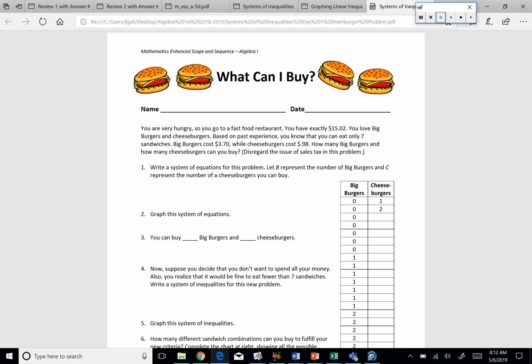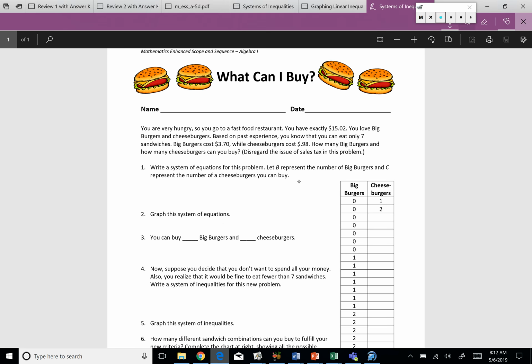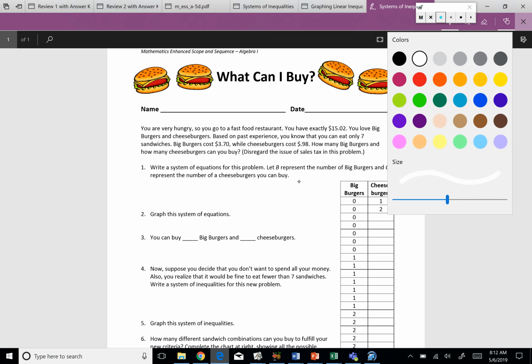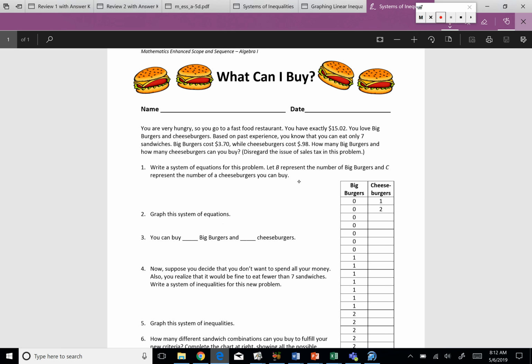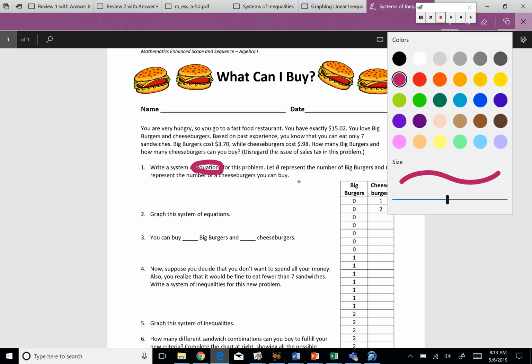All right, so number 1 says write a system of, and I wanted to make sure we're bringing this element back in too, because we're probably not going to see it again. Something we're already familiar with. It says write a system of equations. Write a system of equations.